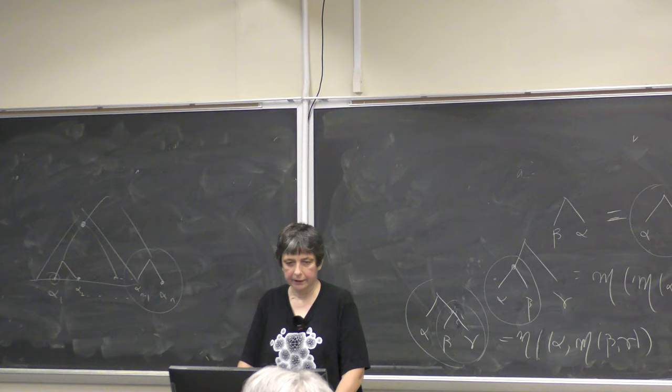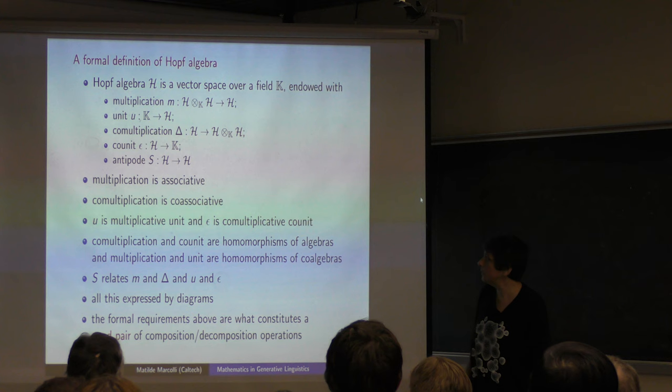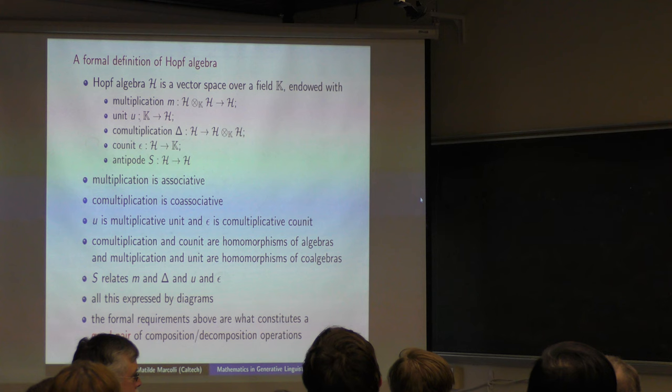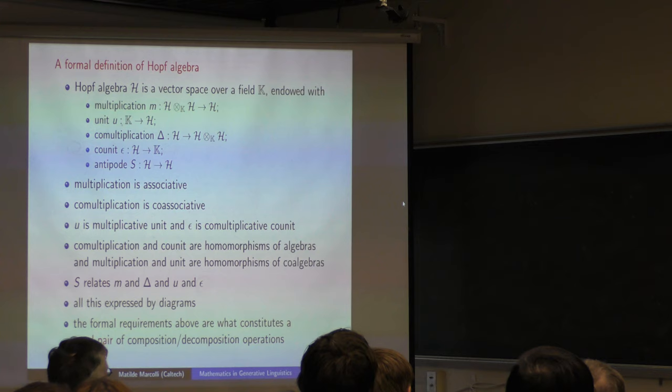A Hopf algebra is a vector space over some field that has two operations, a multiplication and a co-multiplication. Multiplication has two inputs and one output; co-multiplication has one input and two outputs. There is a unit for multiplication, a co-unit for co-multiplication, and an antipode, which is sort of like an inverse. This formalization of Hopf algebra has a lot to do with groups, and the antipode is sort of like the inverse of a group. Multiplication is associative, and co-multiplication is co-associative.